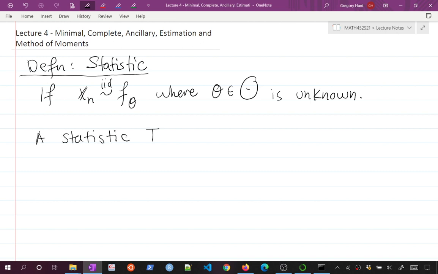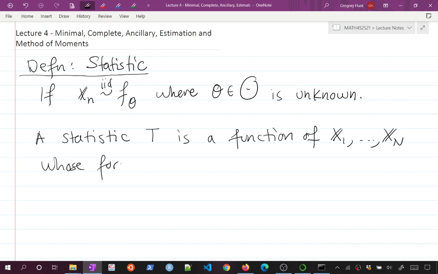So let's just write that down. A statistic T is a function of my random sample whose formula doesn't depend on the unknown parameter theta.